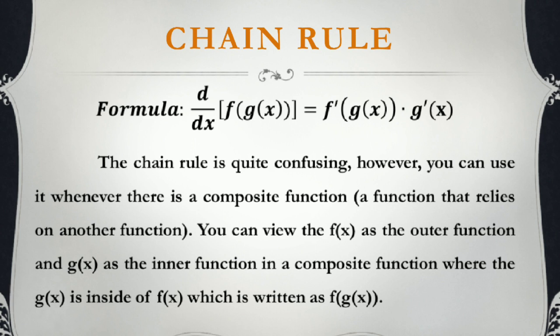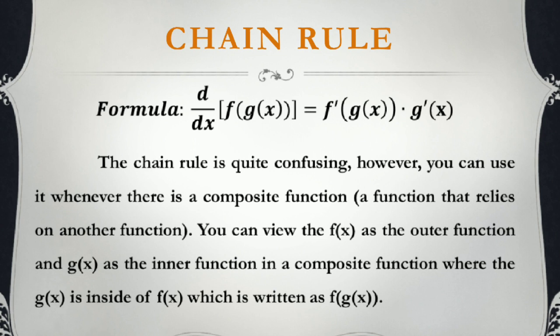Now for the last rule, the chain rule. The formula we have is the derivative of f of g of x is equal to f prime of g of x times g prime of x. It's quite confusing at first. However, you can use it whenever there is a composite function. A composite function, if you may ask, is a function that relies on another function.